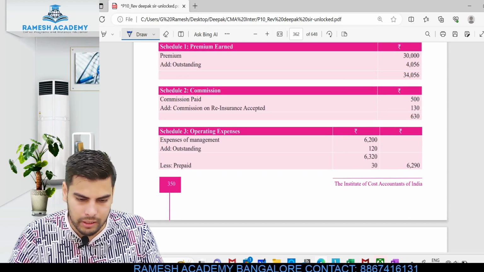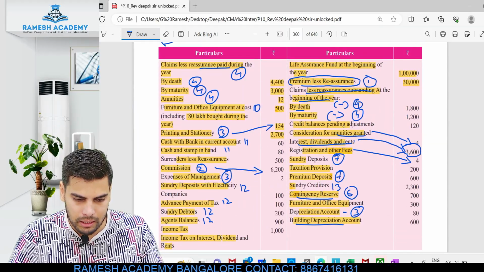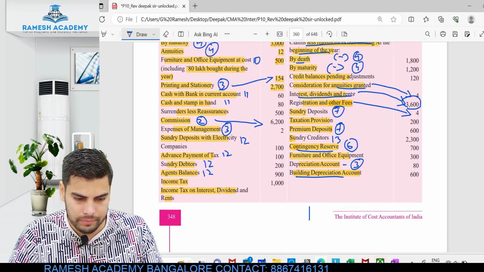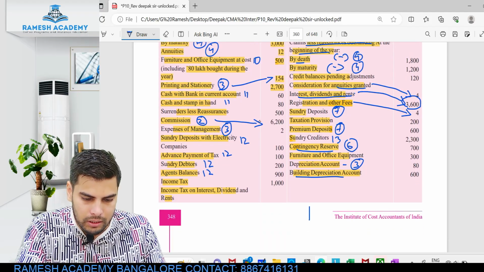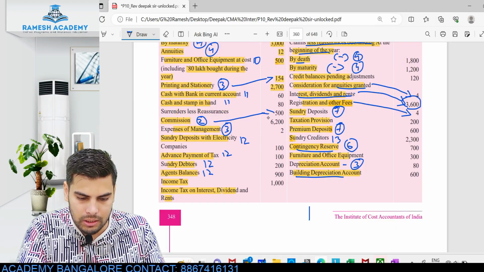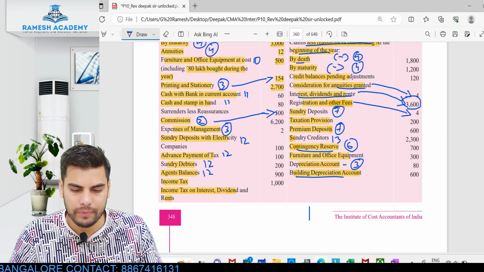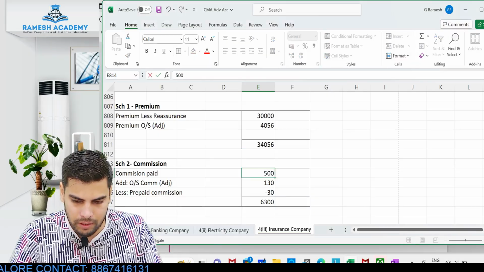Commission paid, they have written it as 500, but how much is the amount which is there in the question? I think again there should be some alignment problem. Okay, it is not 6,200. You just need to see this figure. Commission is this amount. Okay, so 500 is actually the commission amount.